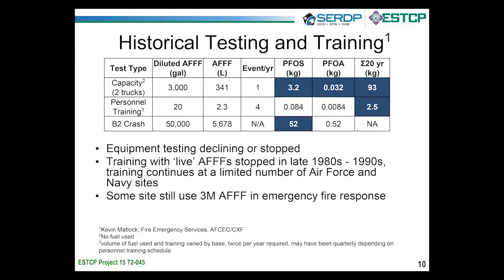And the last entry is an example of a real crash. Now every crash is a little bit different. It depends on the volume used. And so here's an example of a B2 that crashed. 50,000 gallons of dilute AFFF was used. That's 5,600 liters of AFFF. That event alone was a 52 kilo event. We used PFAS as an example, but it wasn't necessarily PFAS. If they used a telomere-based, it would be something else. But the point is the numbers get big in a hurry, and it just depends on how much was used.